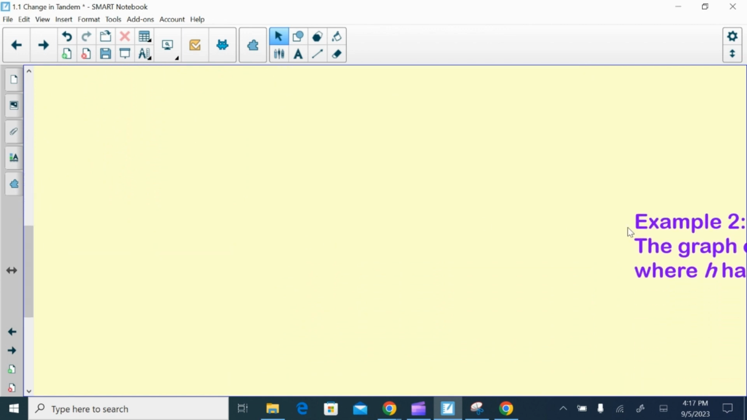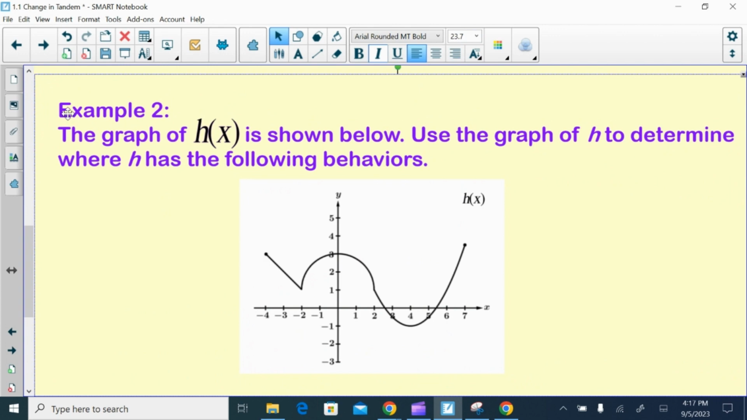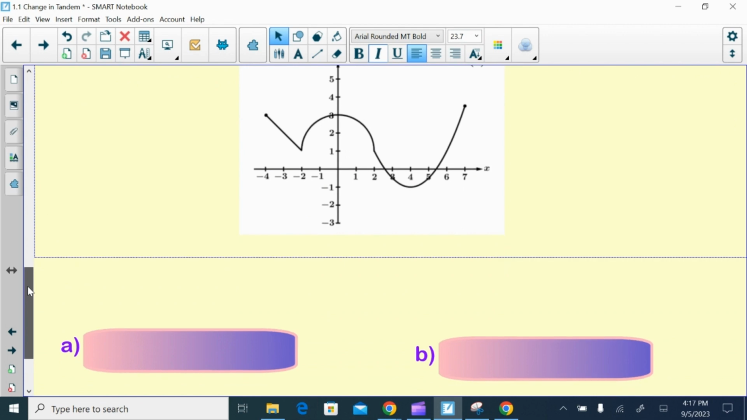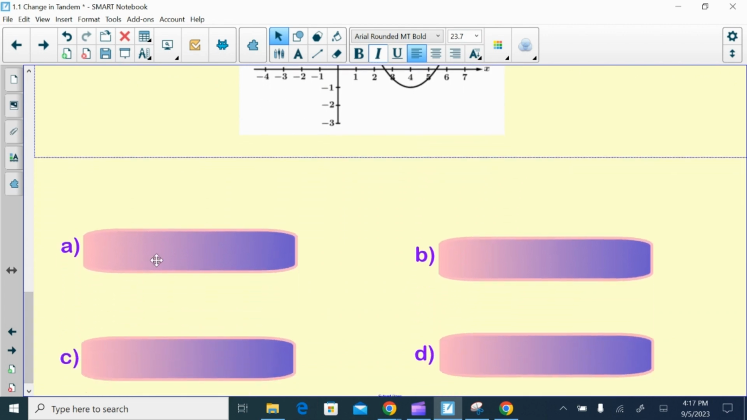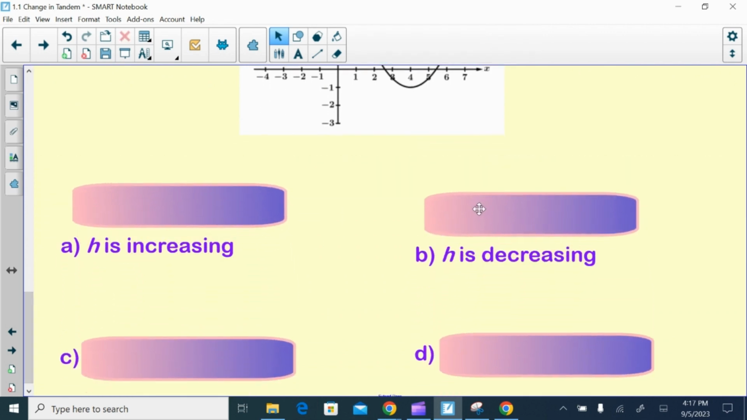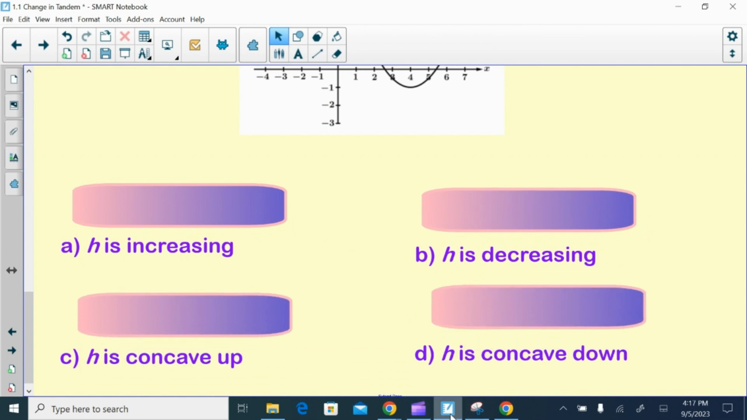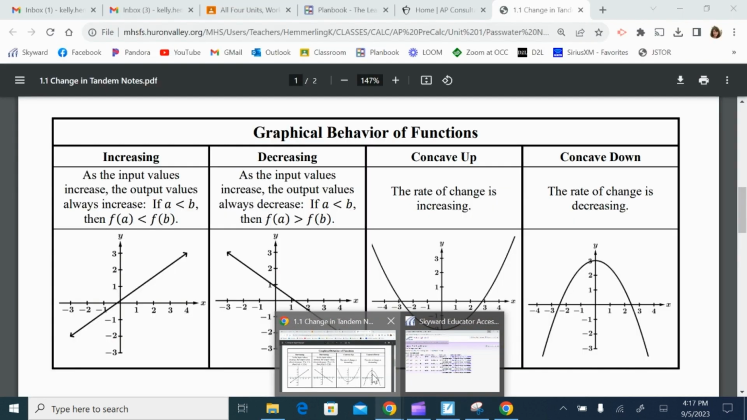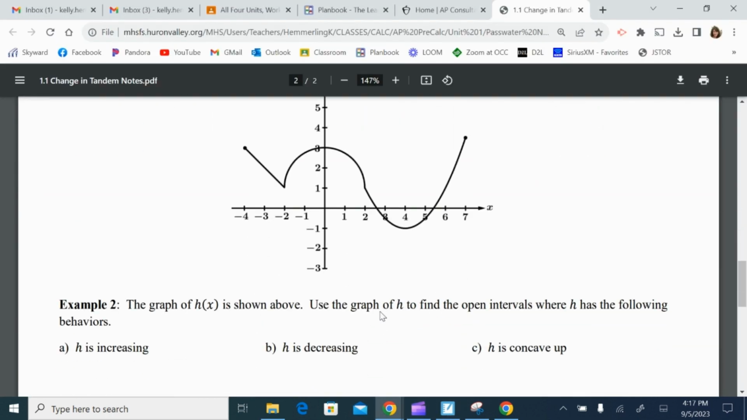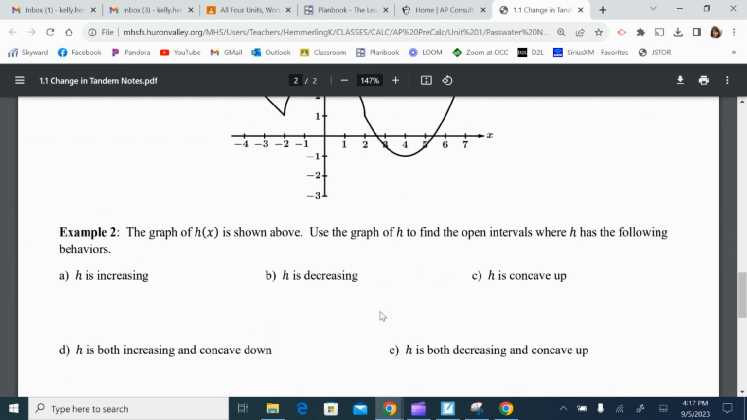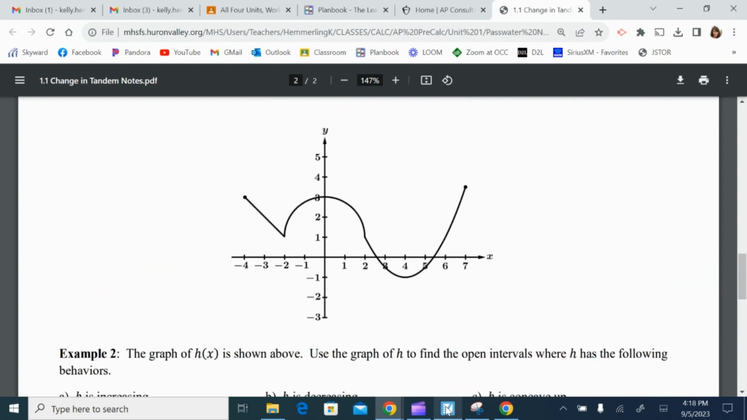And then I pop over to example 2. Here's the graph of h of x. Use the graph to determine where h has the following behaviors. And these 4 questions here, A through D, this is the same graph, and it's the same questions that are posed in the guided notes. So there's the h of x function. There's the same questions. Actually, I missed D and E, so I'm going to add those: increasing and concave down, decreasing and concave up. I'm going to add those.